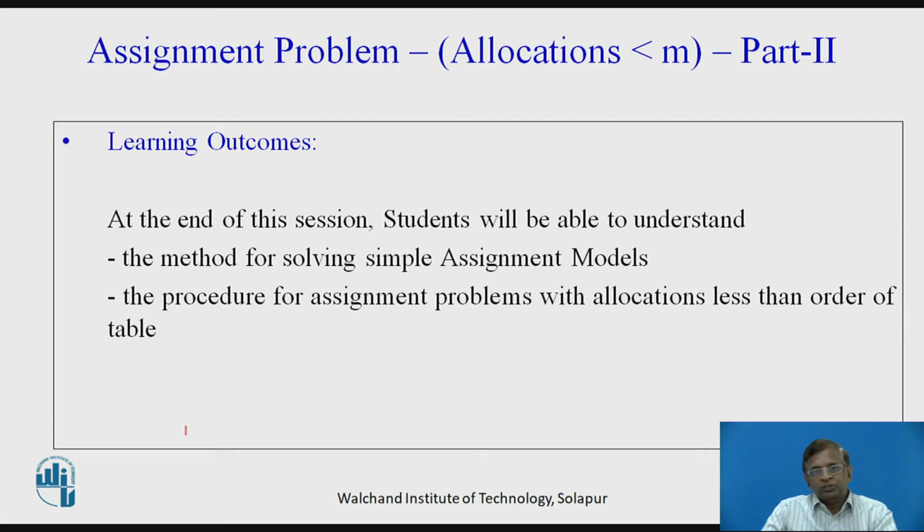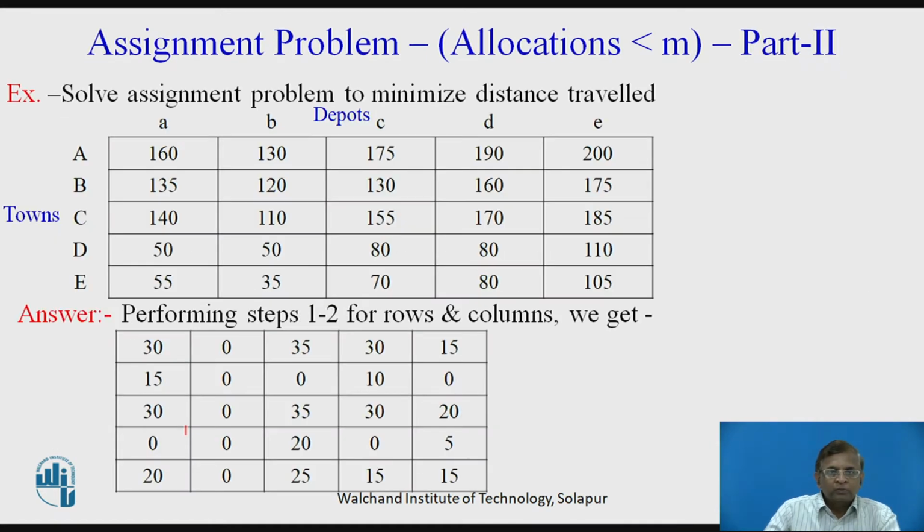At the end of this session, students are expected to understand how to solve such assignment models, and at the same time the extended procedure for assignment problems wherein the number of allocations is less than the order of the table, as I have just mentioned. So coming back to this problem, we have discussed these things in detail in the previous video. I will have a quick recap of what was done there.